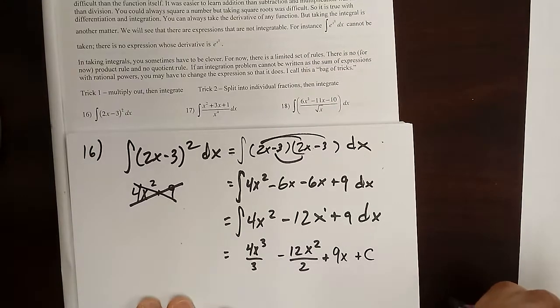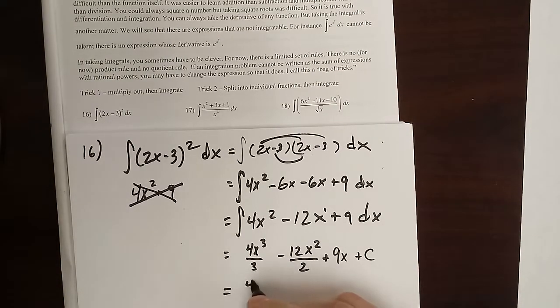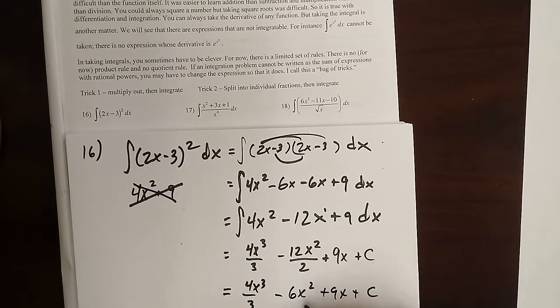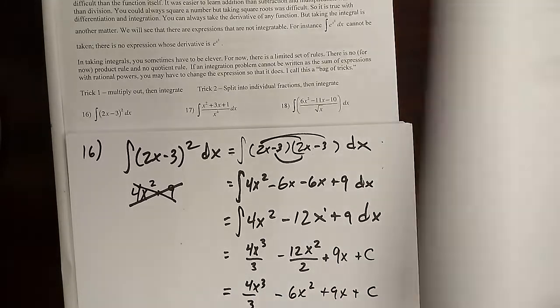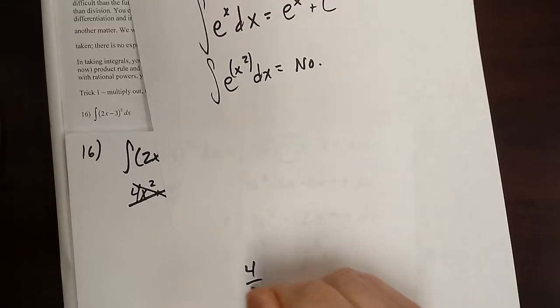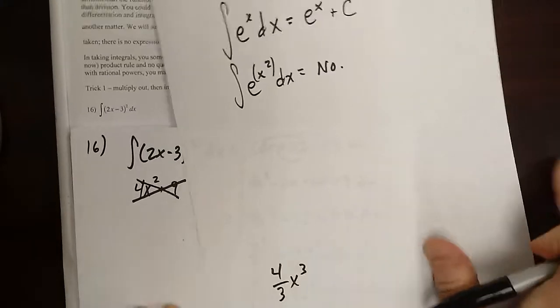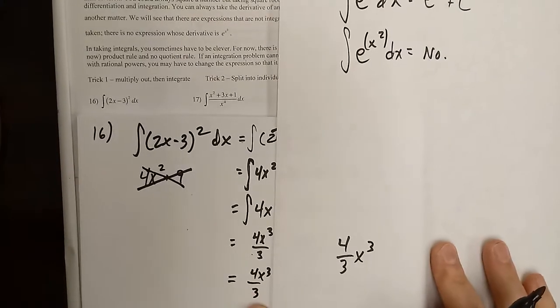I would mark this correct, even though it'd be more appropriate to simplify that. And remember that 4x cubed over 3 can be written as 4x cubed over 3 or 4/3 x cubed. These are equivalent statements.